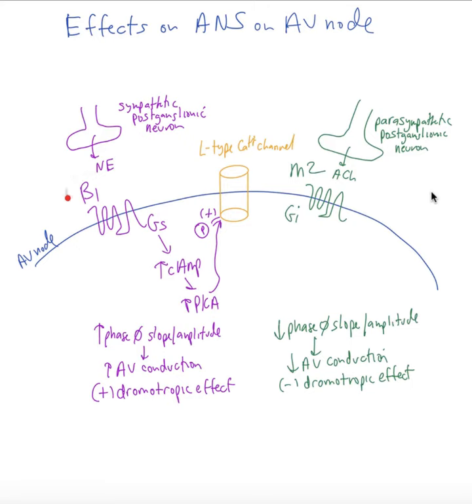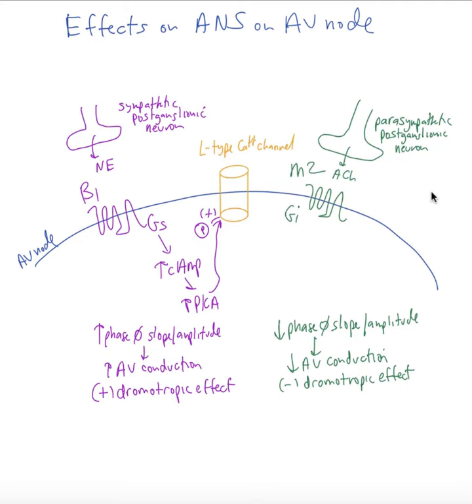norepinephrine onto a beta-1 adrenergic receptor, which we see here is a 7-transmembrane spanning receptor that's coupled to Gs, which means it increases cyclic AMP and protein kinase A. We see that the protein kinase A is going to phosphorylate L-type calcium channels, making them open better in response to their normal stimulus, which is depolarization.